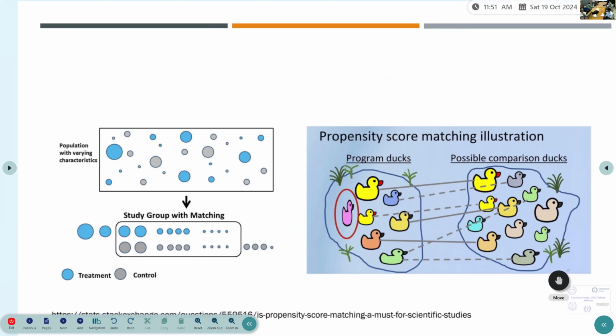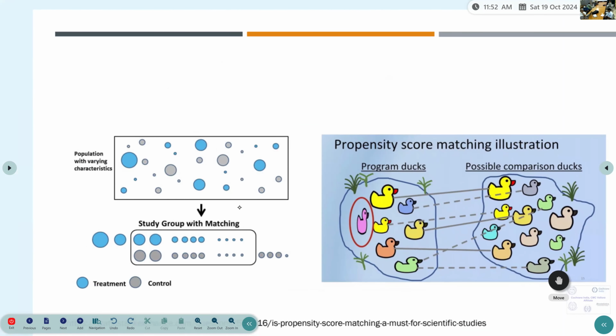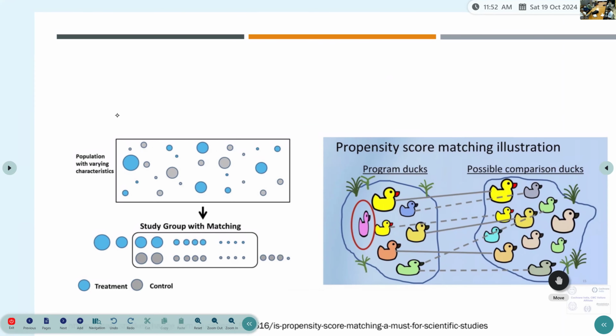Then we have this medium-sized yellow duck with another one. And then this green duck has a good match here, but it also has a not so good match here. So we have matched one treatment arm with two controls. This just demonstrates what matching might look like.